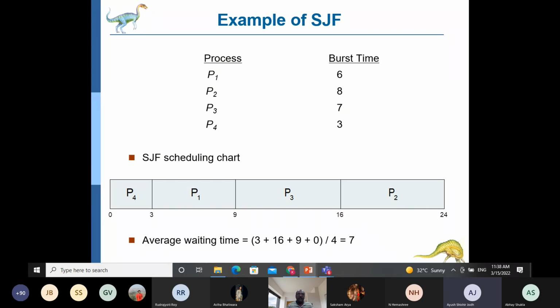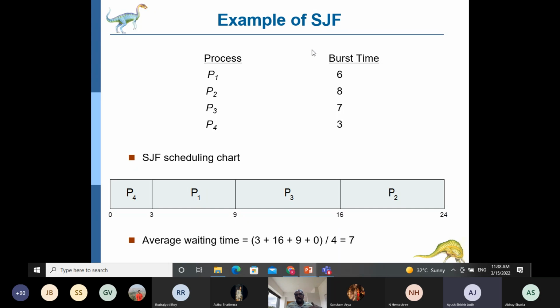And among them, whichever has the lowest CPU burst has to be prioritized. So in reality, if you want to implement shortest job first, because we don't know the burst times a priori, we have to estimate, right? We need to estimate the burst times.